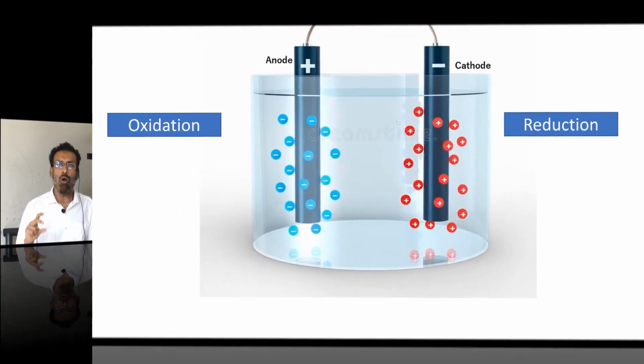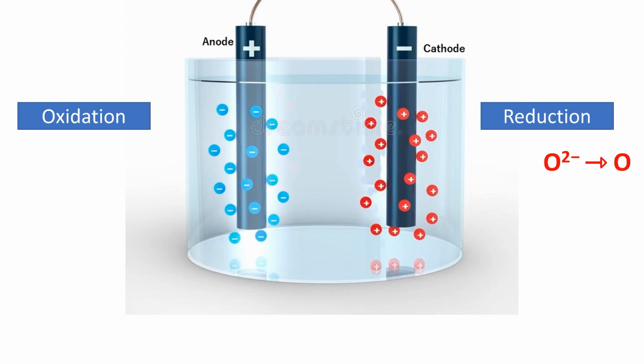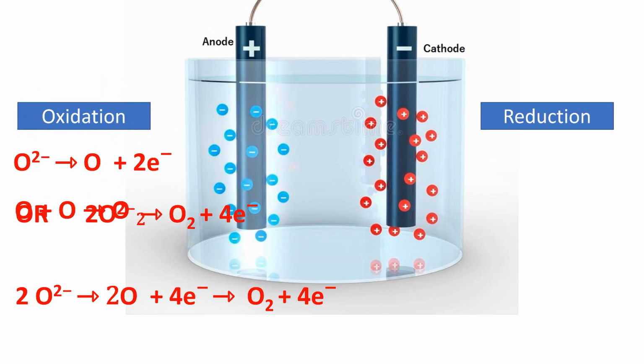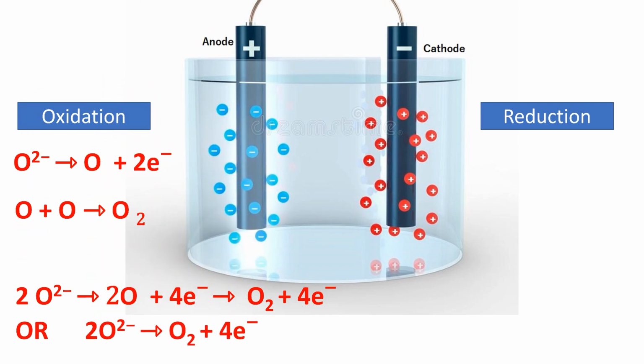I'm giving an example. Suppose you think of the oxide ion, O2-. When O2- approaches the anode, it loses 2 electrons to first form an oxygen atom. Then 2 of the atoms will combine to form O2, which leaves the electrolyte, and we can write the equation together as 2 oxide ions together lose 4 electrons to form 2 oxygen atoms first, then they combine to form O2, and that's the gas formed there.